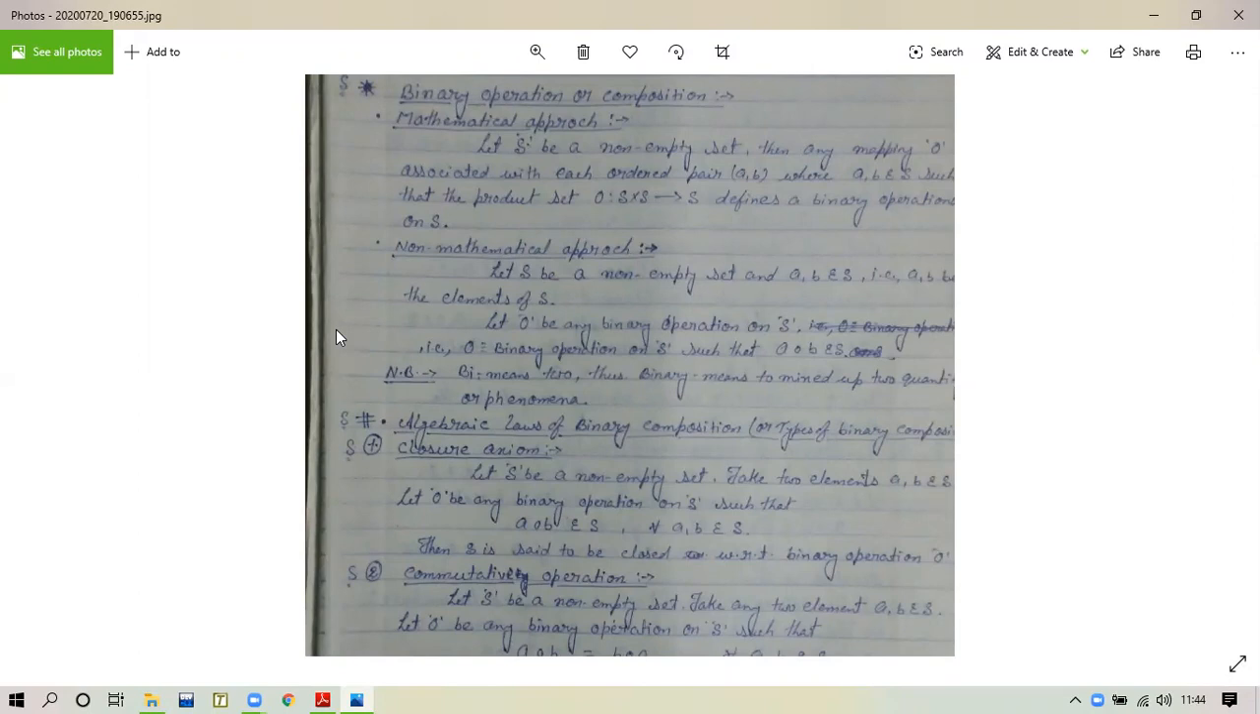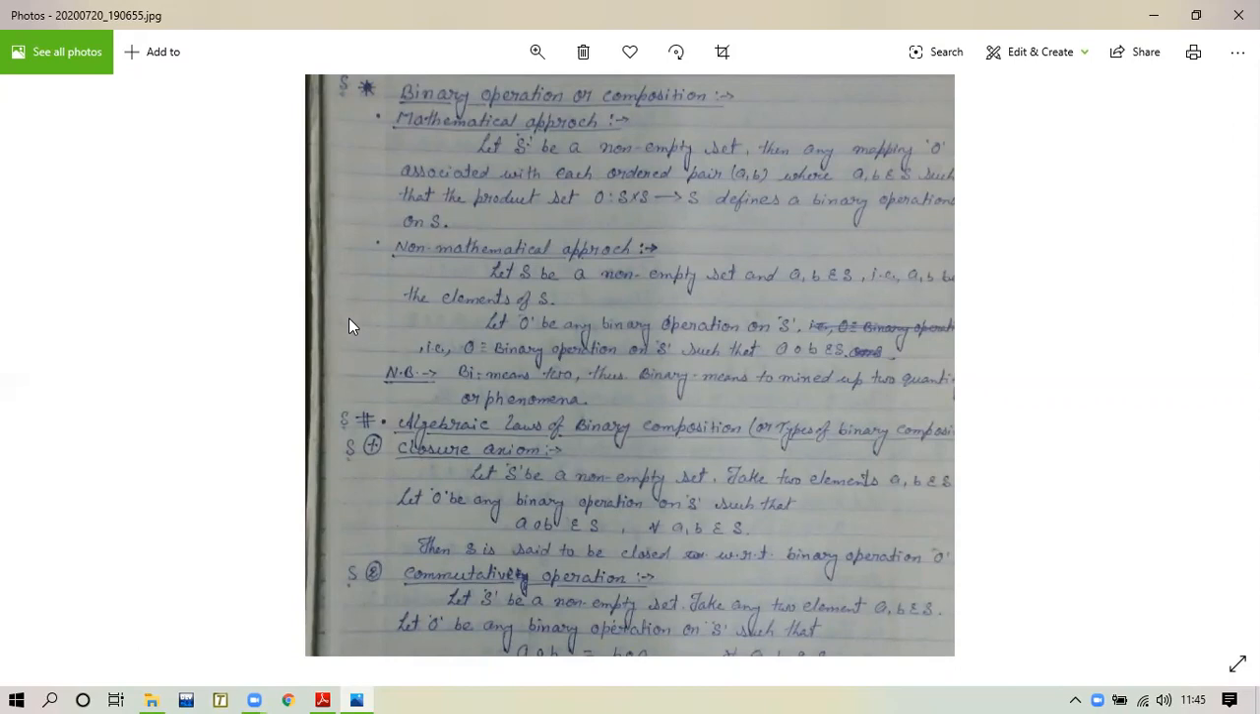That means when we add 2 plus 5, the two elements are 2 and 5. When these two elements are operated with the operation addition, then addition is said to be a binary operation on these two numbers. That means any operation which is operated between two elements is said to be a binary operation. Bi means two, nary means operation, and this operation is called a binary operator, or we can simply say composition.